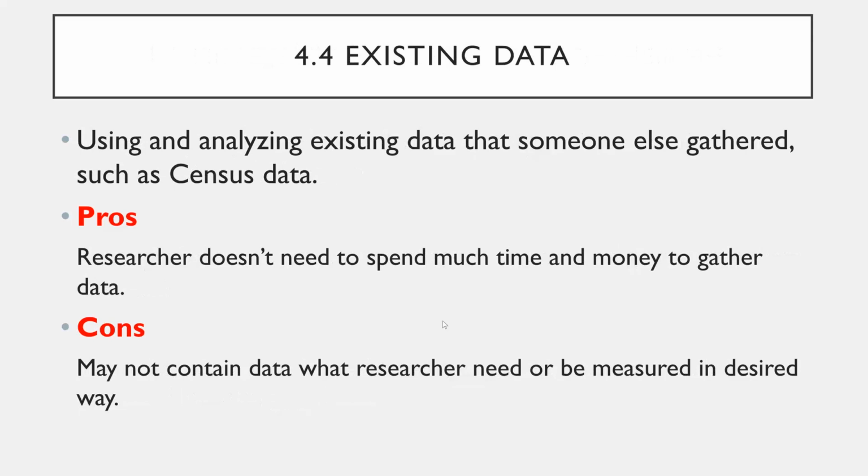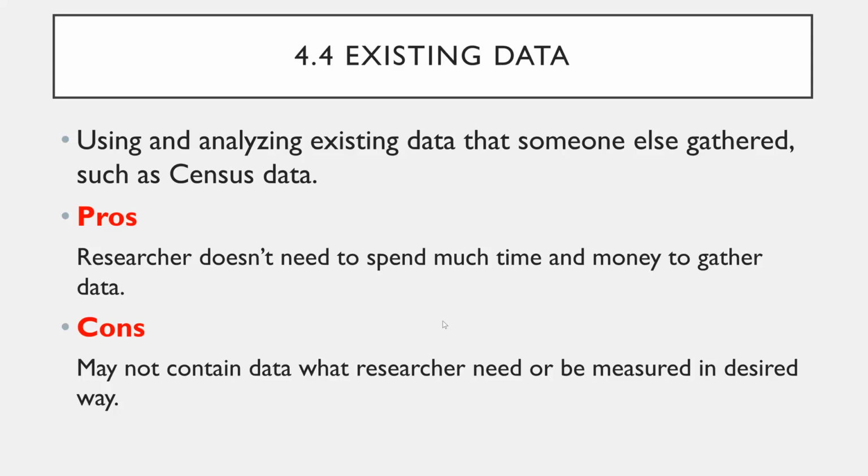So the last one is existing data. We can also call this secondary data analysis. So if you have heard about some census data or the General Social Survey, those data are collected by the Census Bureau or other people in universities. So we don't need to collect those survey data, but we can use them to analyze some patterns of the people. Because we don't need to collect our own data, researchers don't need to spend much time and money to gather data. We just need to send our email or give a proposal explaining why we want to use the data.